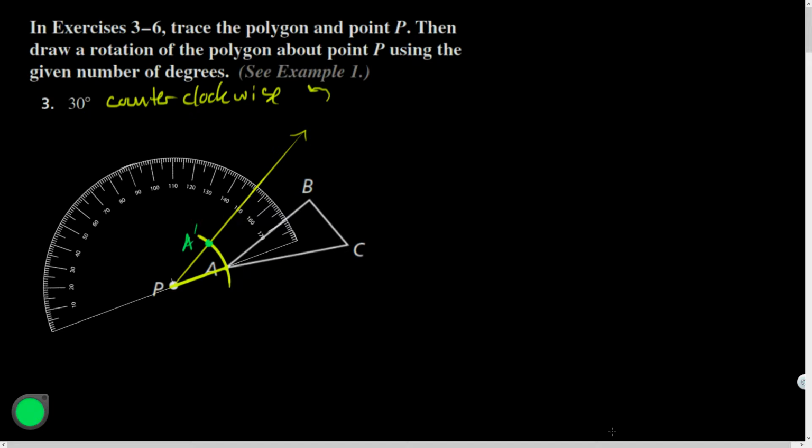Lovely. So let's see if we can do a similar thing again. I'm going to switch to orange. Let's transform point C this time. So I'm going to draw segment P to C. The more you practice this, the better you get, so we'll do all 3 points today.